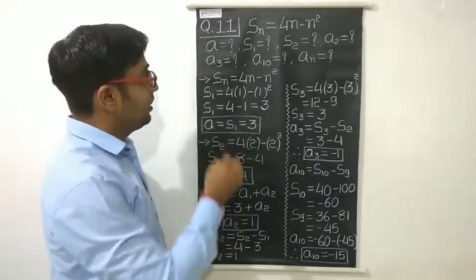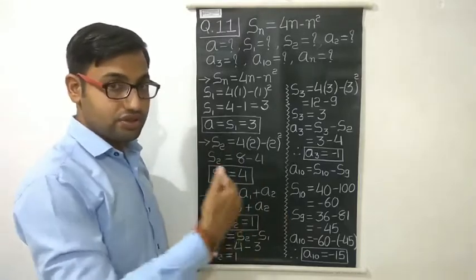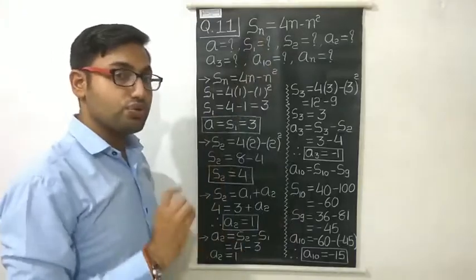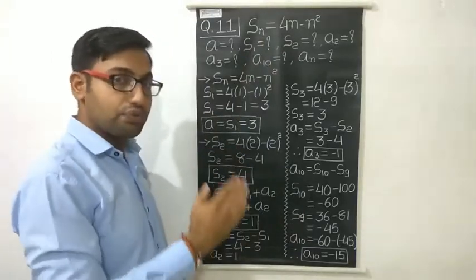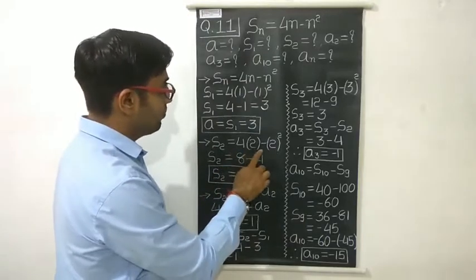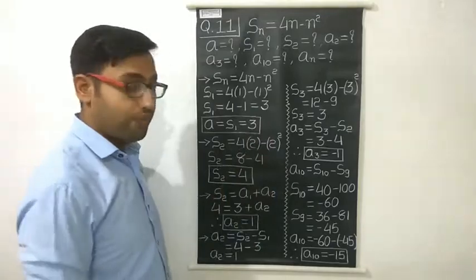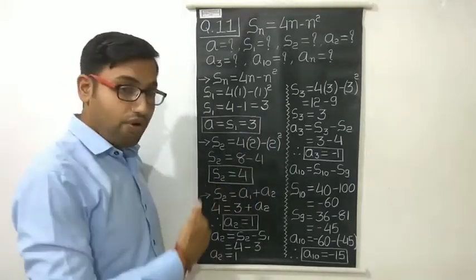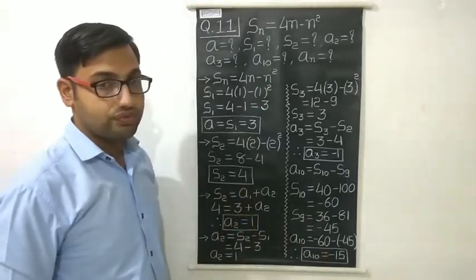In the same way, if we want to find the sum of the first two terms, first term and second term, then we have to use n is equal to 2. So S2 is equal to, now instead of n, we have to put 2. So 4 into 2 minus 2 square. 4 into 2 is 8, 2 square is equal to 4. So S2 is equal to 4. That means the sum of the first term and second term is equal to 4.